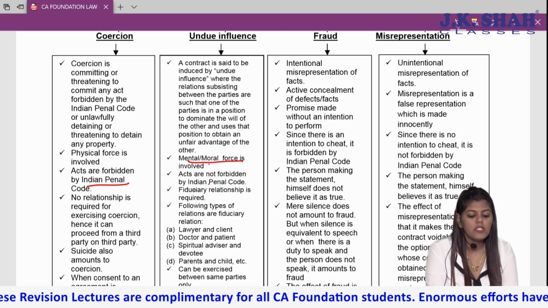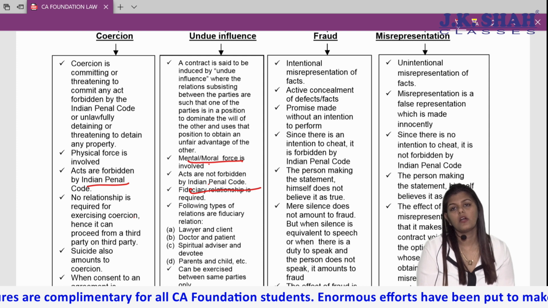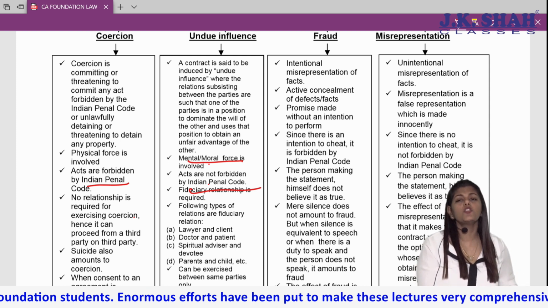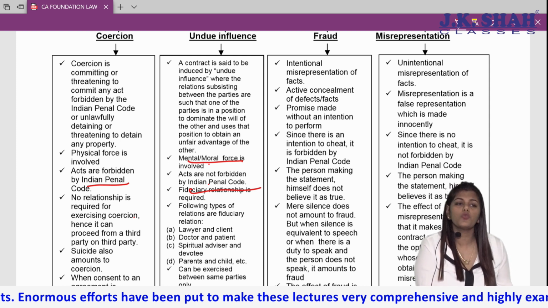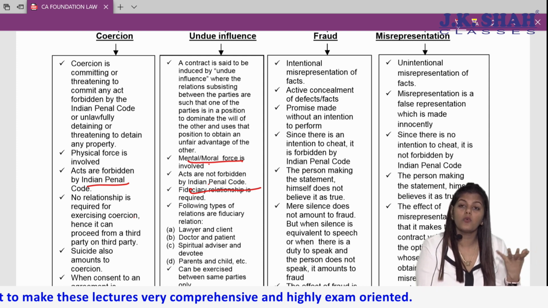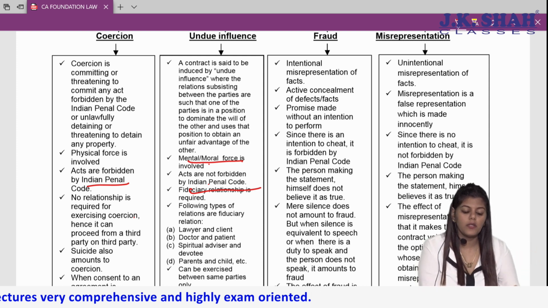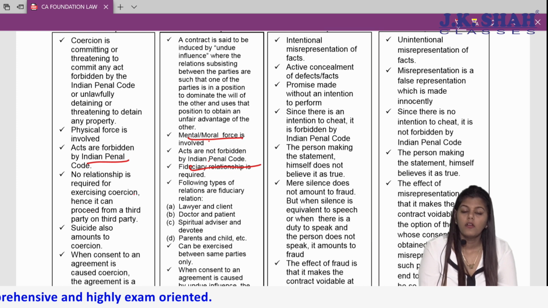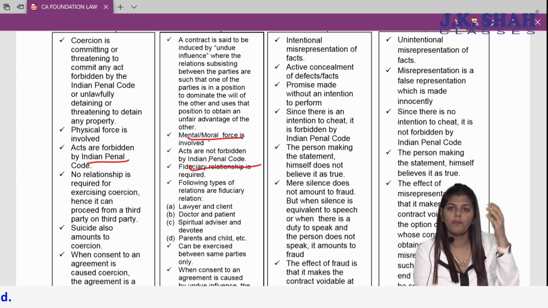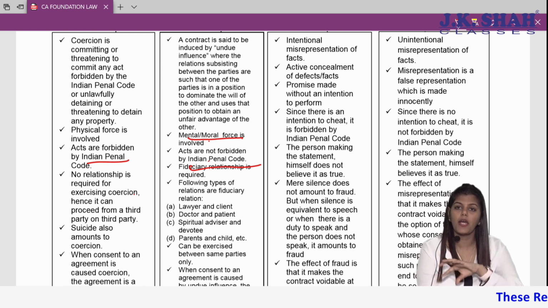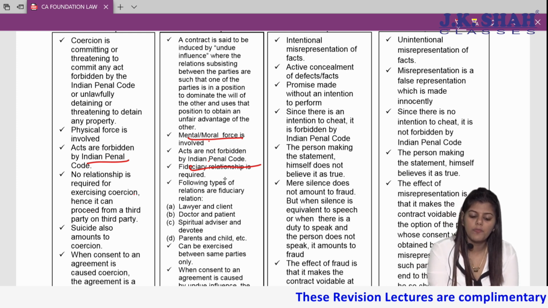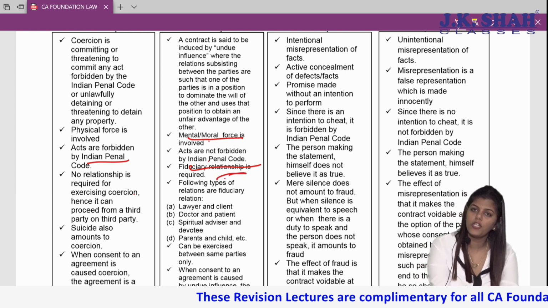But these acts are not forbidden by IPC. See, whatever doctor has done, I agree it's wrong, but that does not make him a criminal. There are so many doctors who charge 100 rupees, 500 rupees. Some doctors charge 10,000 for 5 minutes. That does not make them criminal. But for influencing someone, you need to have a relationship. Doctor, patient, CA, client, teacher, student, parents, children, so many. So, in this case, fiduciary relationship is required. Only then you can influence.